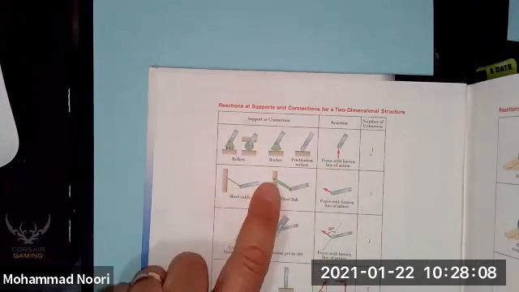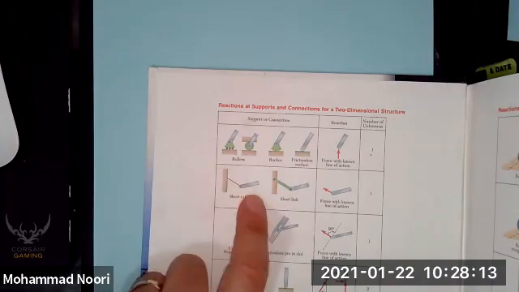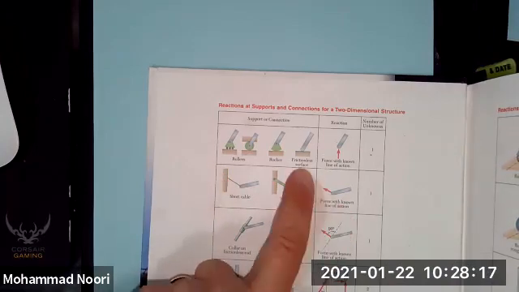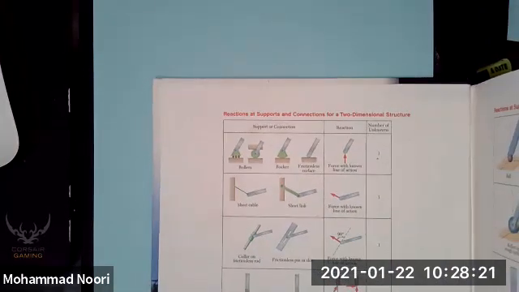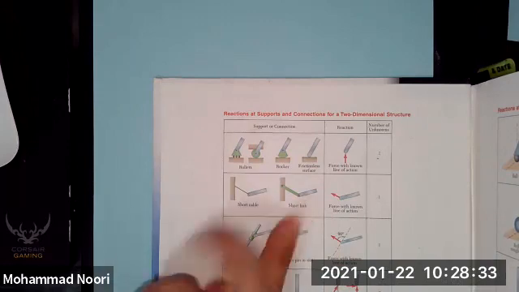A cable that is attached to an object. Okay, a cable represents only one force in the direction that that cable is applied. This is a slot that this object can move back and forth, can rotate. So it represents one unknown force that is perpendicular to the potential direction of motion.